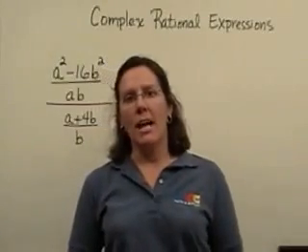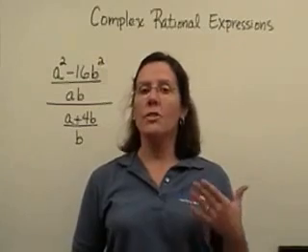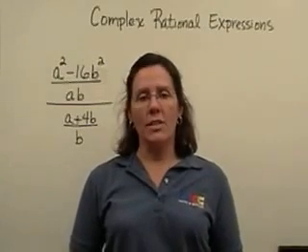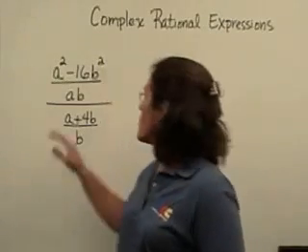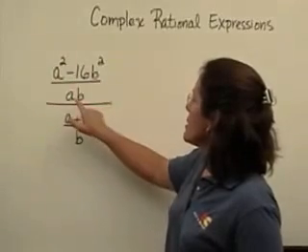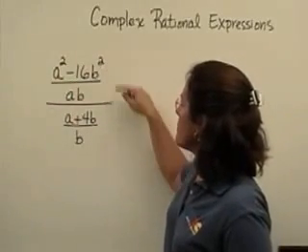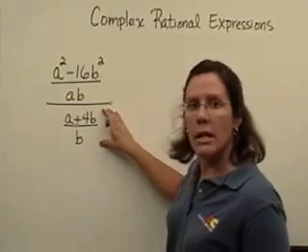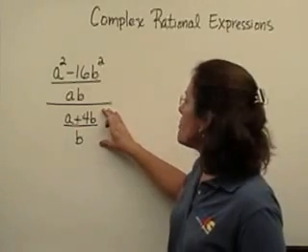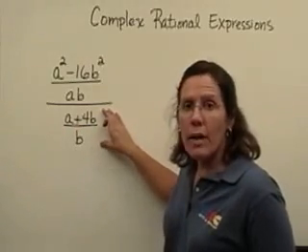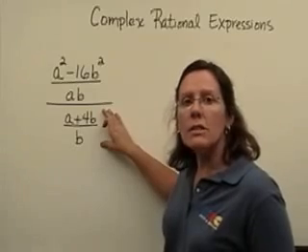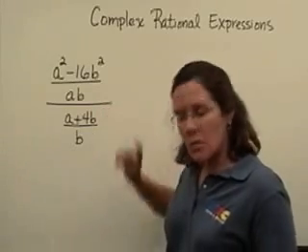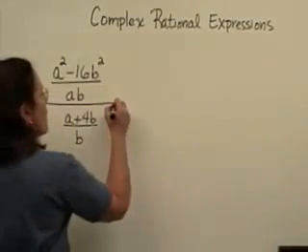Complex rational expressions are pretty much just two fractions, one divided into the other. Here's an example of one. I've got this a squared minus 16b squared over ab. Think of that as a fraction, divided by this fraction, a plus 4b over b. Remember though that when you divide with fractions, all we do really is invert and multiply by the second fraction. So that's what I'm going to ask you to do.